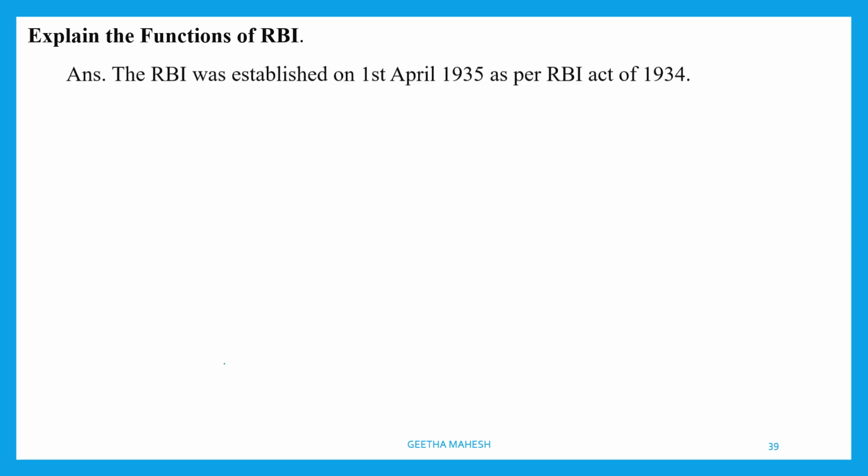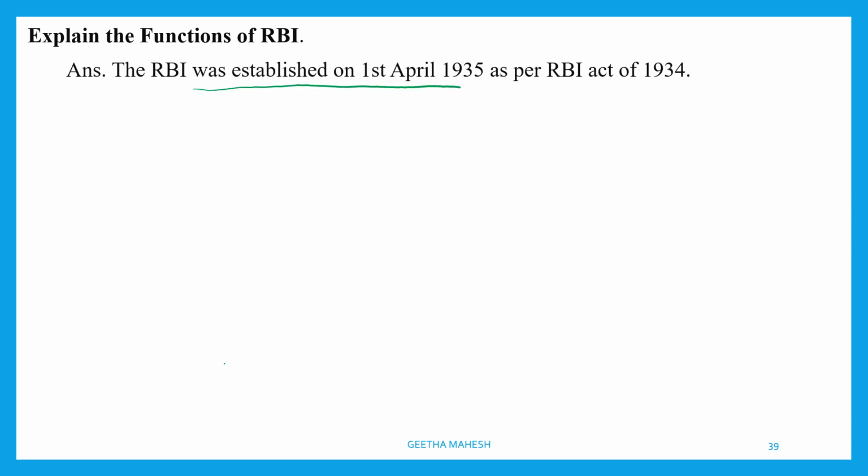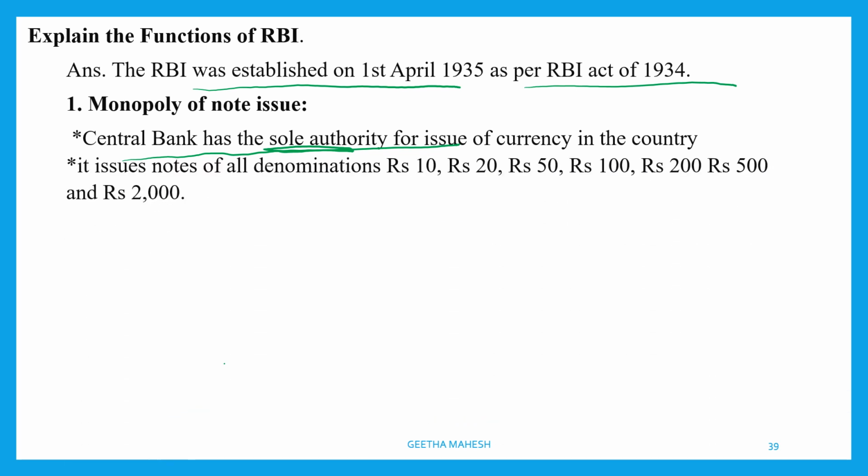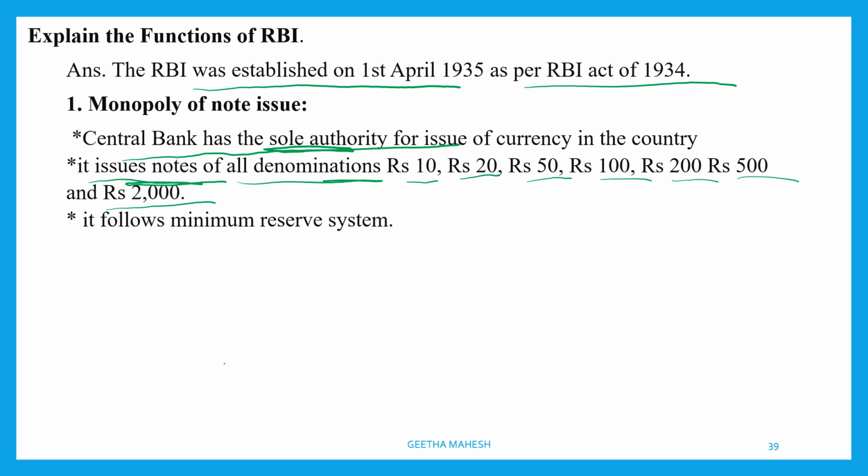Explain the functions of RBI. The RBI was established on the 1st April 1935 as per the Act of 1934. First function is monopoly of note issues. The central bank has sole authority to issue the currency in the country. It issues notes of all denominations: 10 rupees, 20, 50, 100, 200, 500 and 2000 rupee notes. It follows the minimum reserve system.